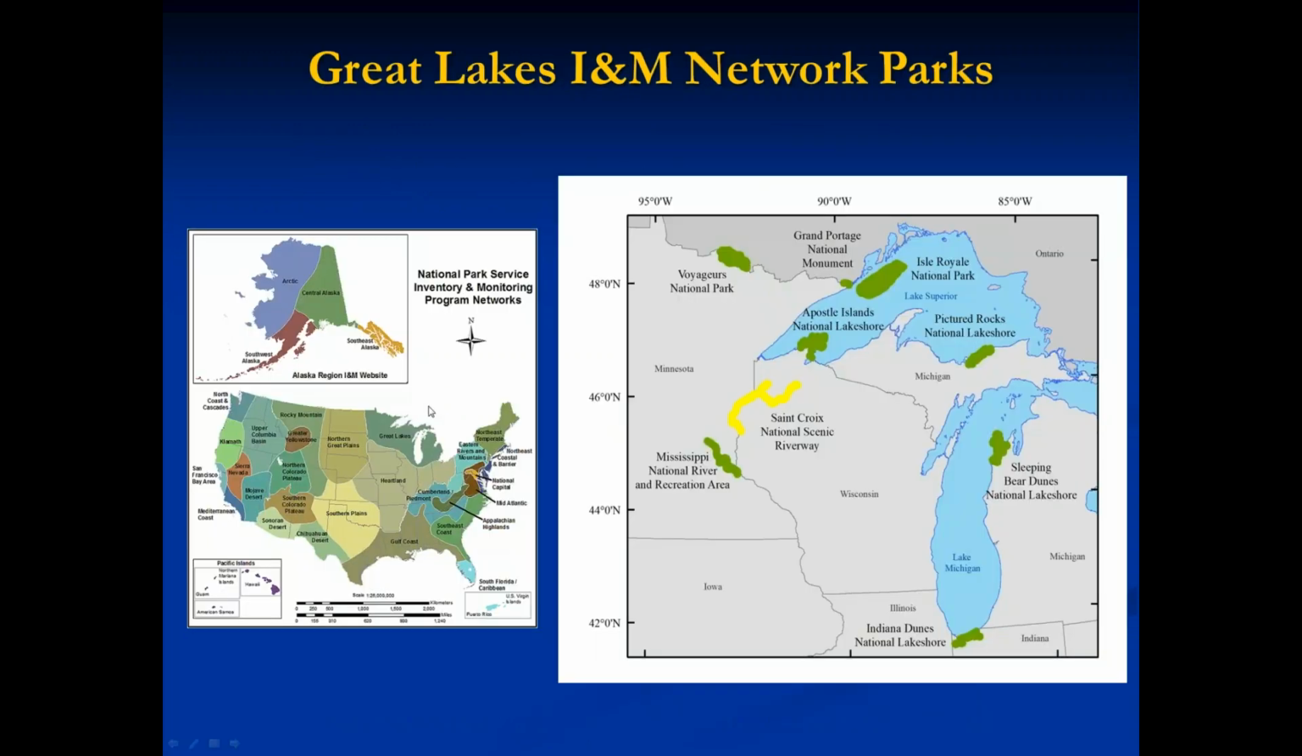So you can see here, on the left there is a map of all the I&M networks. The Great Lakes network is located aptly next to the Great Lakes, and off to the right you'll see a map of the 9 national parks in the Great Lakes network. What I'll be talking about results from the parks shown in green. We have one park, St. Croix National Scenic Riverway, where we're sampling in 2018. And I'll be talking about that at some point in the future.